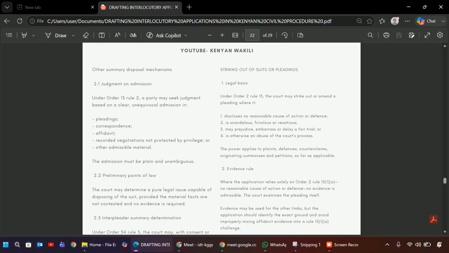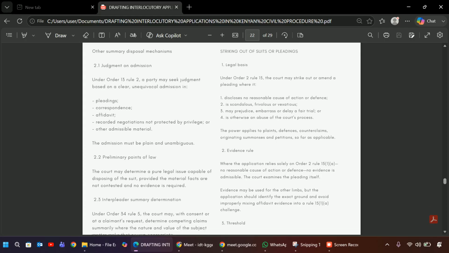So striking out of suits or pleadings, the legal basis will be under order 2 rule 15, where the court may strike out or amend a pleading where it discloses no reasonable cause of action or defense, is scandalous, frivolous, or vexatious, may prejudice, embarrass, or delay a fair trial, or is otherwise an abuse of the court process. And the power applies to plaints, defenses, counterclaims, originating summons, and petitions so far as applicable.